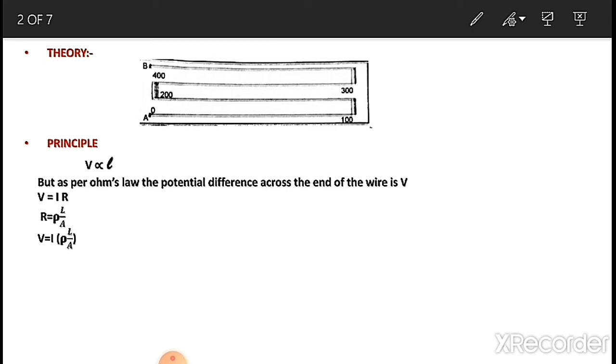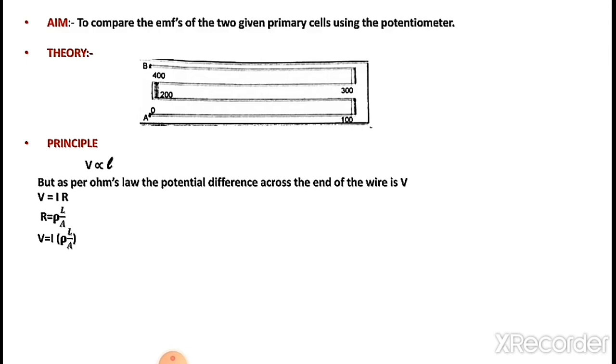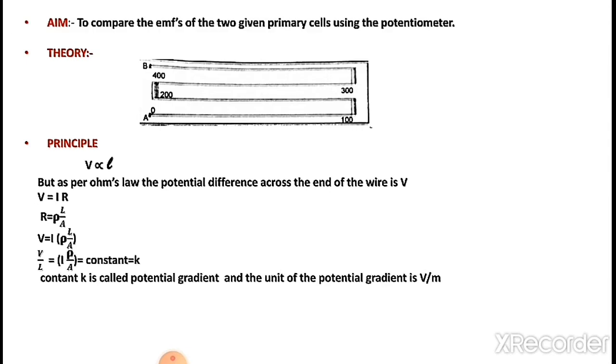Now V upon L is equal to I rho upon A, where I, rho and A are constants, so V upon L is also constant, which is equal to small k, which represents the potential gradient, and the unit of potential gradient is volt per meter. In that case we have V equals k times L.